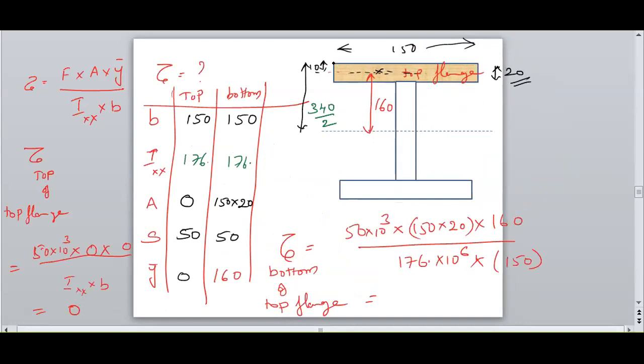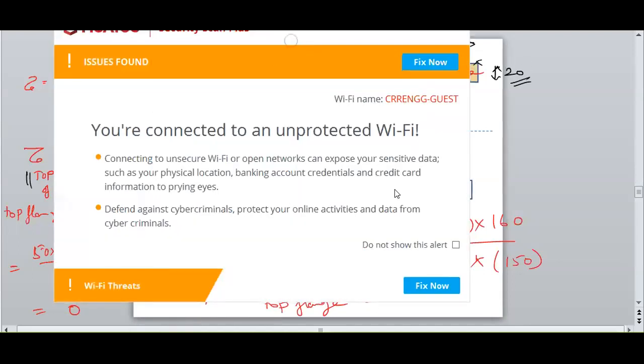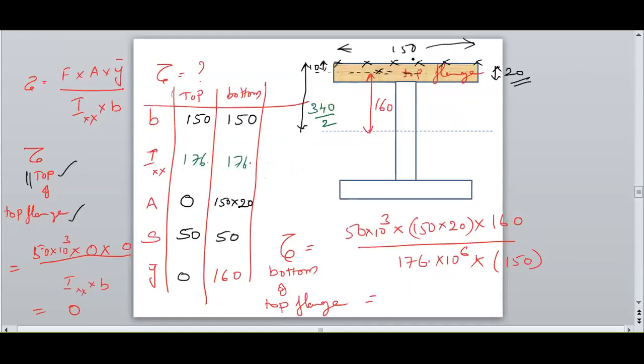Now the EF line lies on the top of the top flange. So here we can see the top of the top flange. Therefore, there will not be any shear stresses because the area is zero. Therefore, there will not be any shear stress at that location.